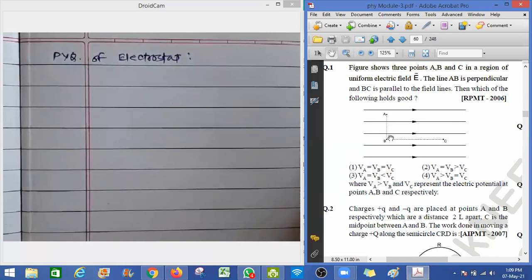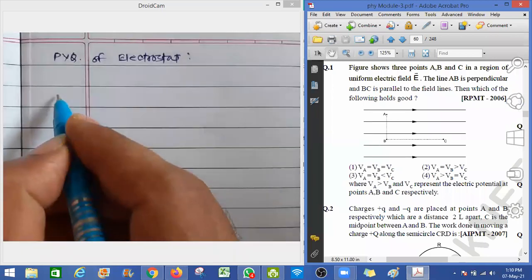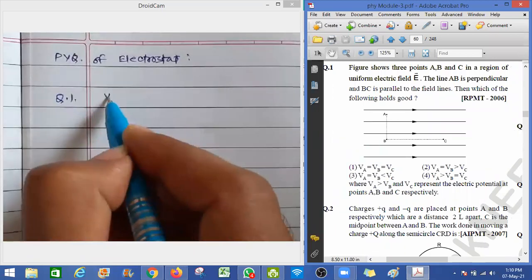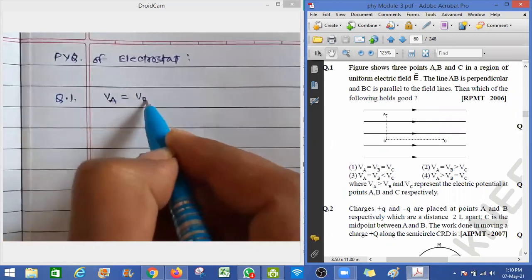So all the points on the line AB are at the same potential. The potential of point A must be equal to the potential of point B because they lie on an equipotential surface. How to draw an equipotential surface? By drawing a surface perpendicular to the electric field lines. And in the direction of the electric field, you can say that electric lines are directed from higher potential to lower potential. So thereby for question number 1, write along with me. Just write: potential at point A is equal to potential at point B.